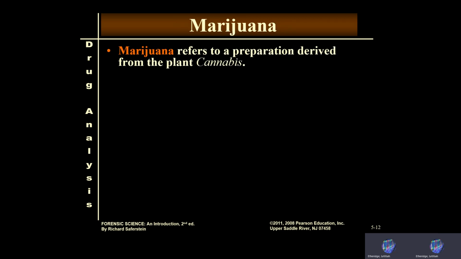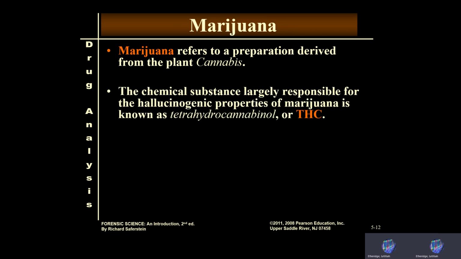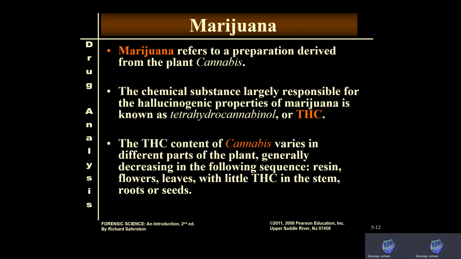Okay, so when we talk about marijuana, marijuana is going to be made from the cannabis plant. The chemical substance that basically gives marijuana its high is known as THC. I'm sure you guys have heard of it. The THC content in cannabis is going to vary depending on the parts of the plant, and it's normally decreasing in the following sequence: resin, flowers, leaf, and then there's a little bit of THC in the stem, roots, or seeds.